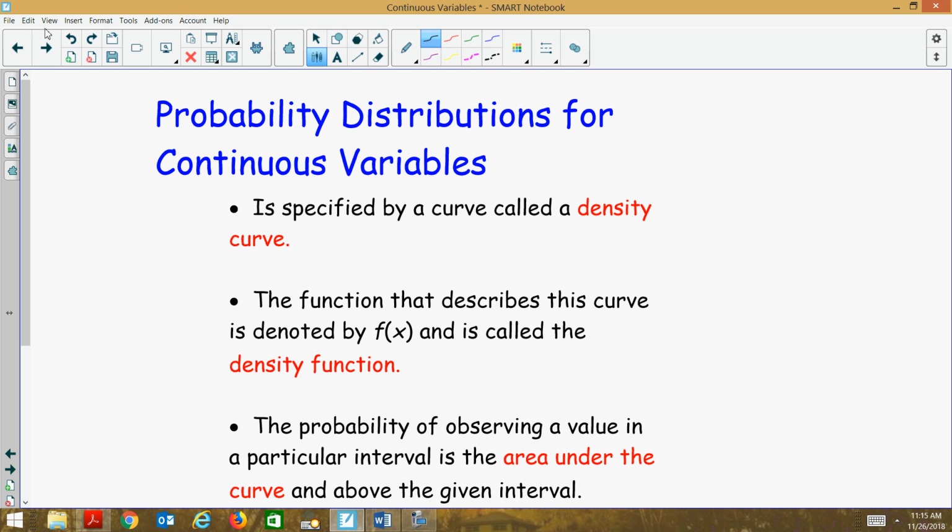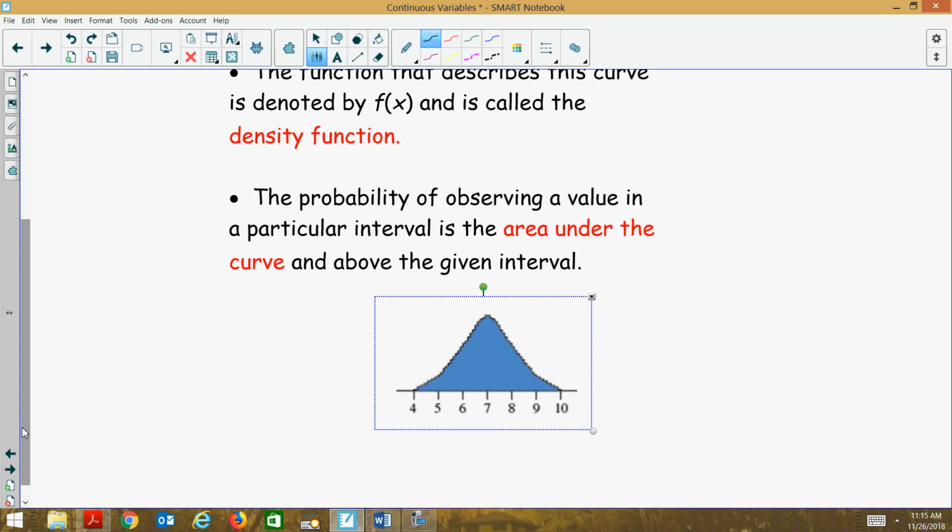The probability of observing a value in a particular interval is the area under the curve and above a given interval. So, to find the probability of a continuous variable, we would need to know how to find the area under this curve.